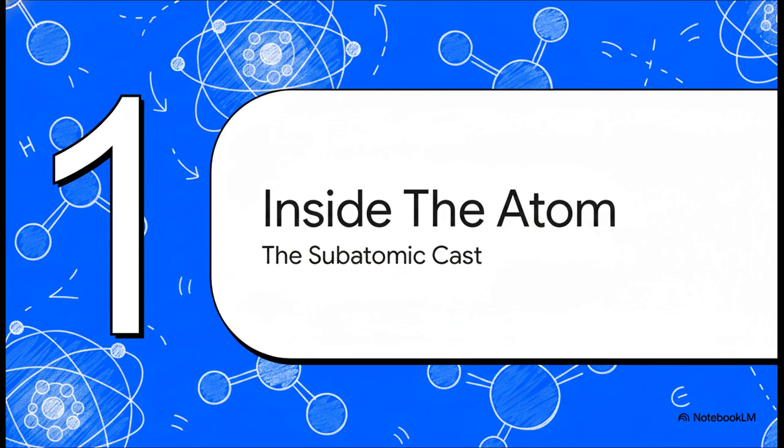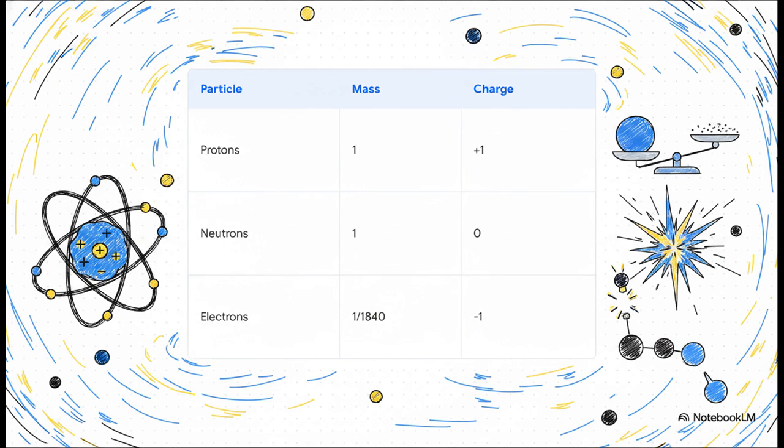Inside the atom, the subatomic cast of characters. Our subatomic cast basically breaks down into three main players: protons, neutrons, and electrons. Right in the nucleus, that super dense center of the atom, we have our protons. These guys carry a relative mass of 1 and a positive charge of +1.